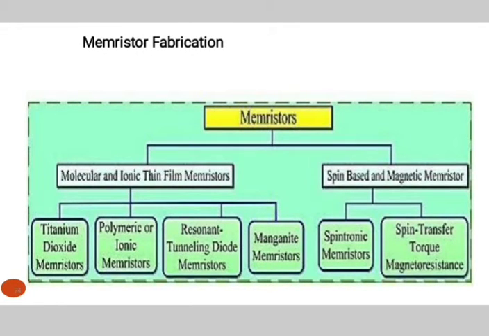So for memristor fabrication, we have seen that there are two types, molecular and ionic thin film, and second is spin based. Now there are some applications of memristors. This is a two terminal, variable resistance component, which is used in digital memory, logic circuits, biological and neuromorphic systems.